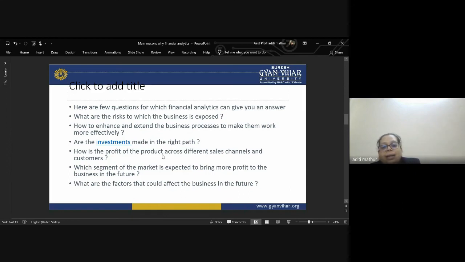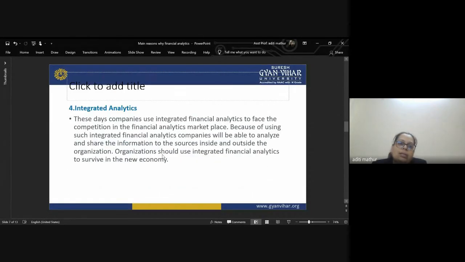What are the factors that could affect the business in the future? कोविड के जैसा कोई वायरस आ गया, तब मैं क्या करूंगा, फाइनेंशियल क्राइसिस हो गए, वॉर लाइक सिचुएशंस आ गईं, गवर्नमेंट चेंज हो गई, पॉलिसीज चेंज हो गईं, मेरा प्रोडक्ट बैन हो गया, तो मैं क्या करूंगा. That all type of things are also taken into consideration.